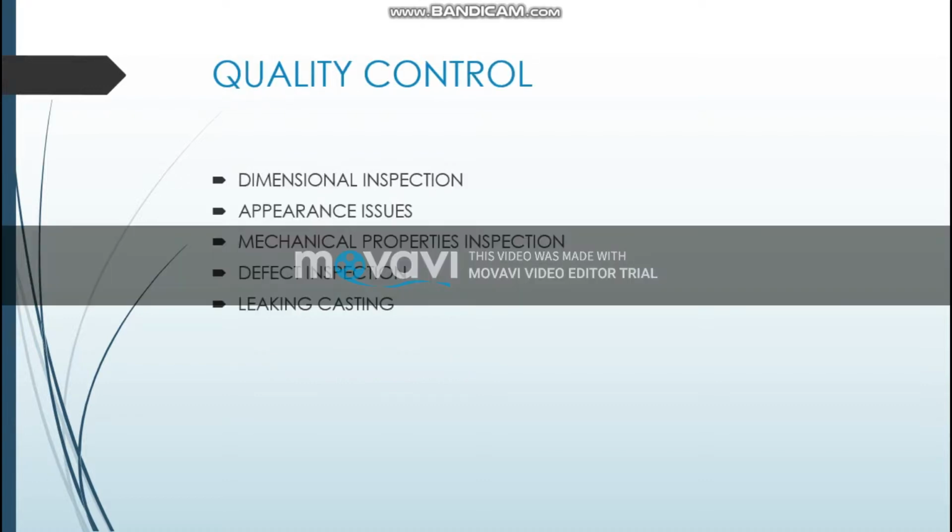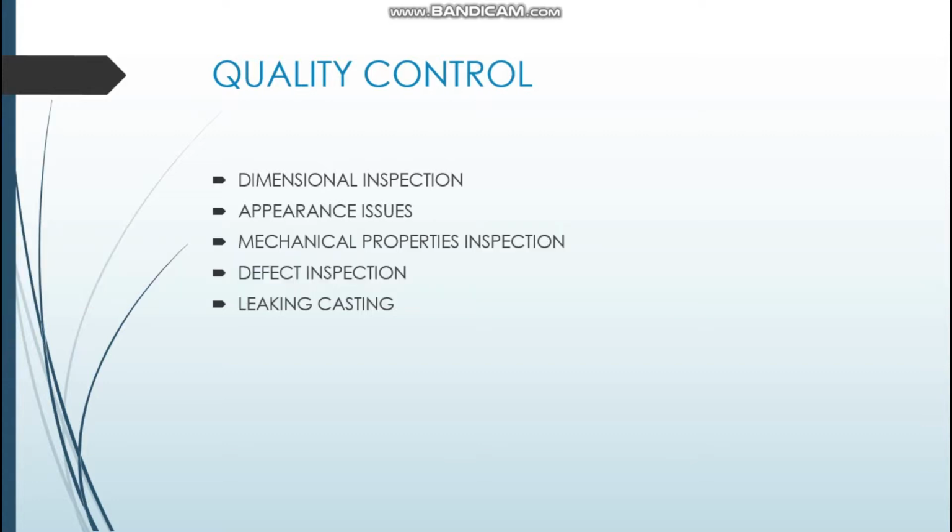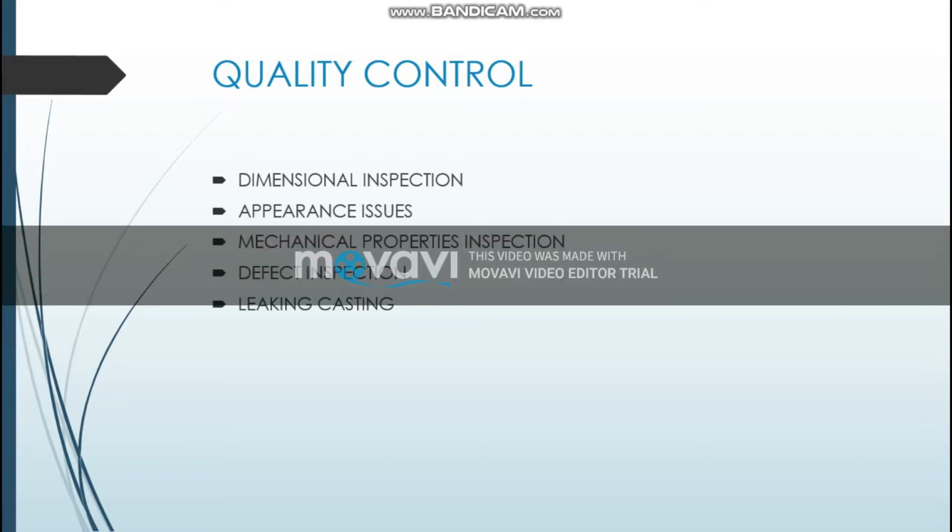Quality control is the process that helps a manufacturing company ensure it creates a quality product and that staff and management make minimal mistakes and product defects. That is why there are 5 factors that ensure the safety and quality of every manufactured product. The factors are dimensional inspection, appearance issues, mechanical properties inspection, defect inspection, and lastly, leak casting.